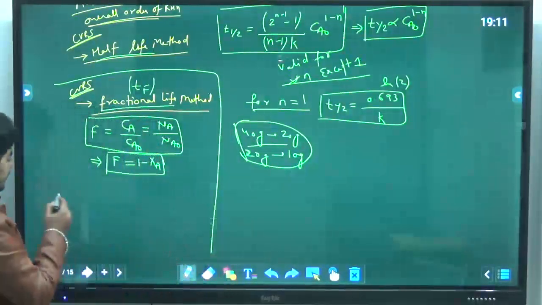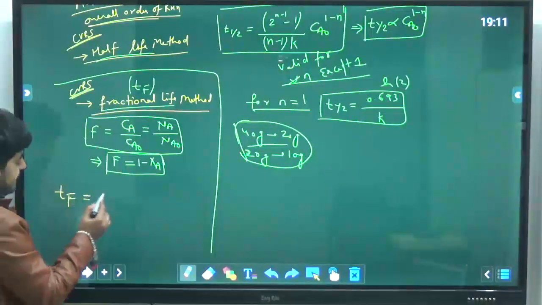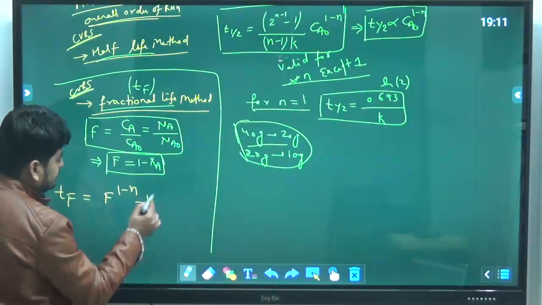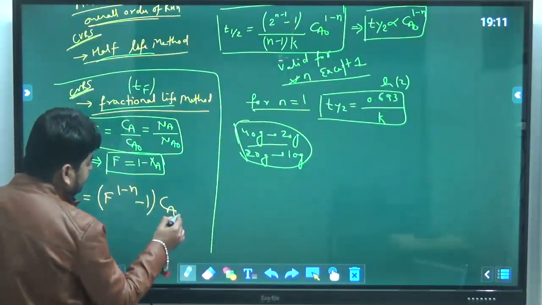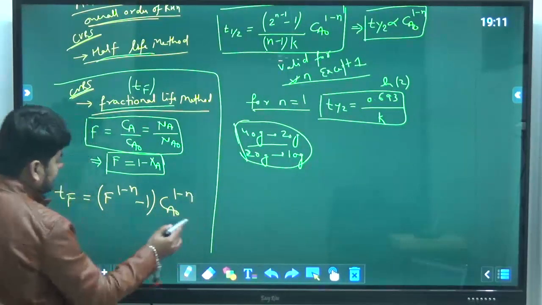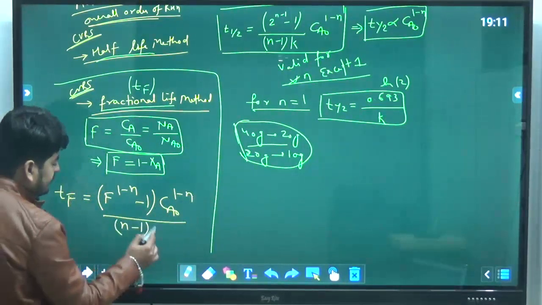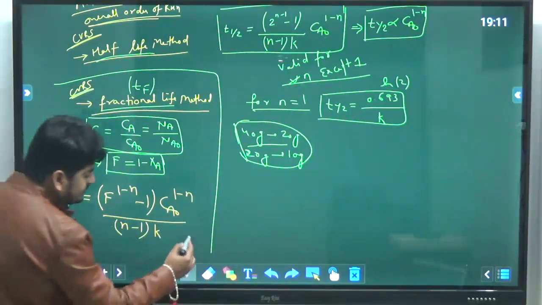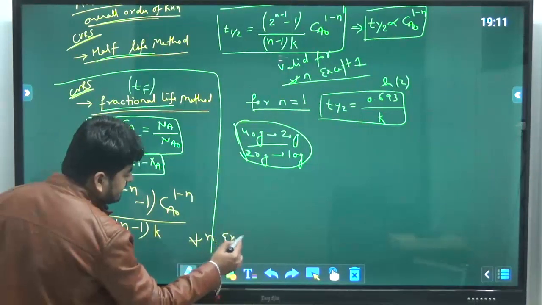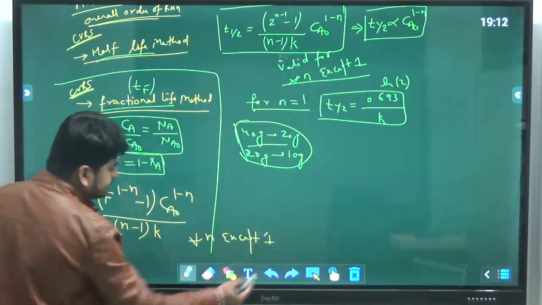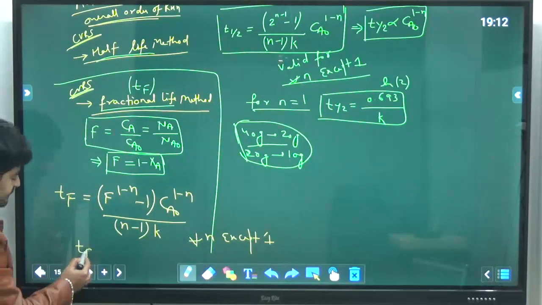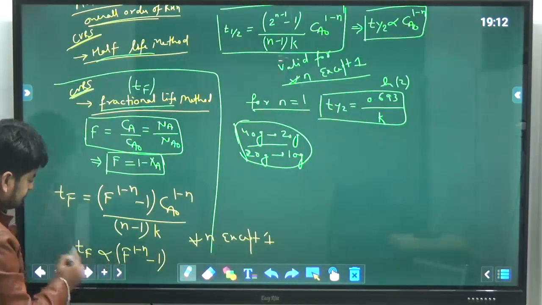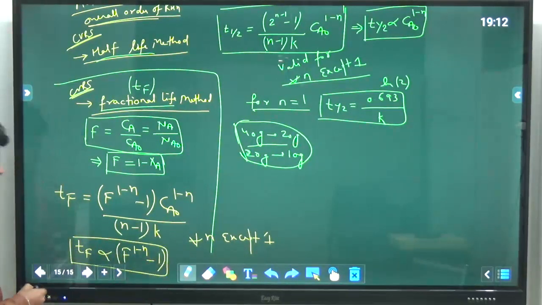And for an nth order reaction, tF will be (F power 1 minus n, minus 1) times Ca naught power 1 minus n, over (n minus 1) into k. This is valid for all values of n except 1. And here tF will be proportional to F to the power 1 minus n minus 1, as n, Ca naught and k will be constant.